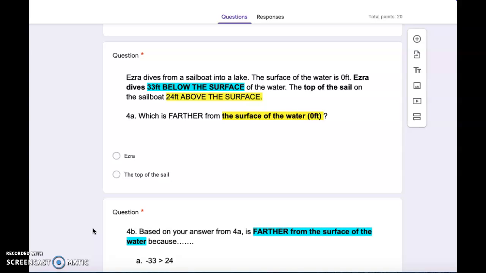4A. Ezra dives from a sailboat into a lake. The surface of the water is 0 feet. Ezra dives 33 feet below the surface of the water. The top of the sail on the sailboat is 24 feet above the surface. 4A. Which is farther from the surface of the water at 0 feet? Ezra at 33 feet or the top of the sail at 24 feet above the surface.